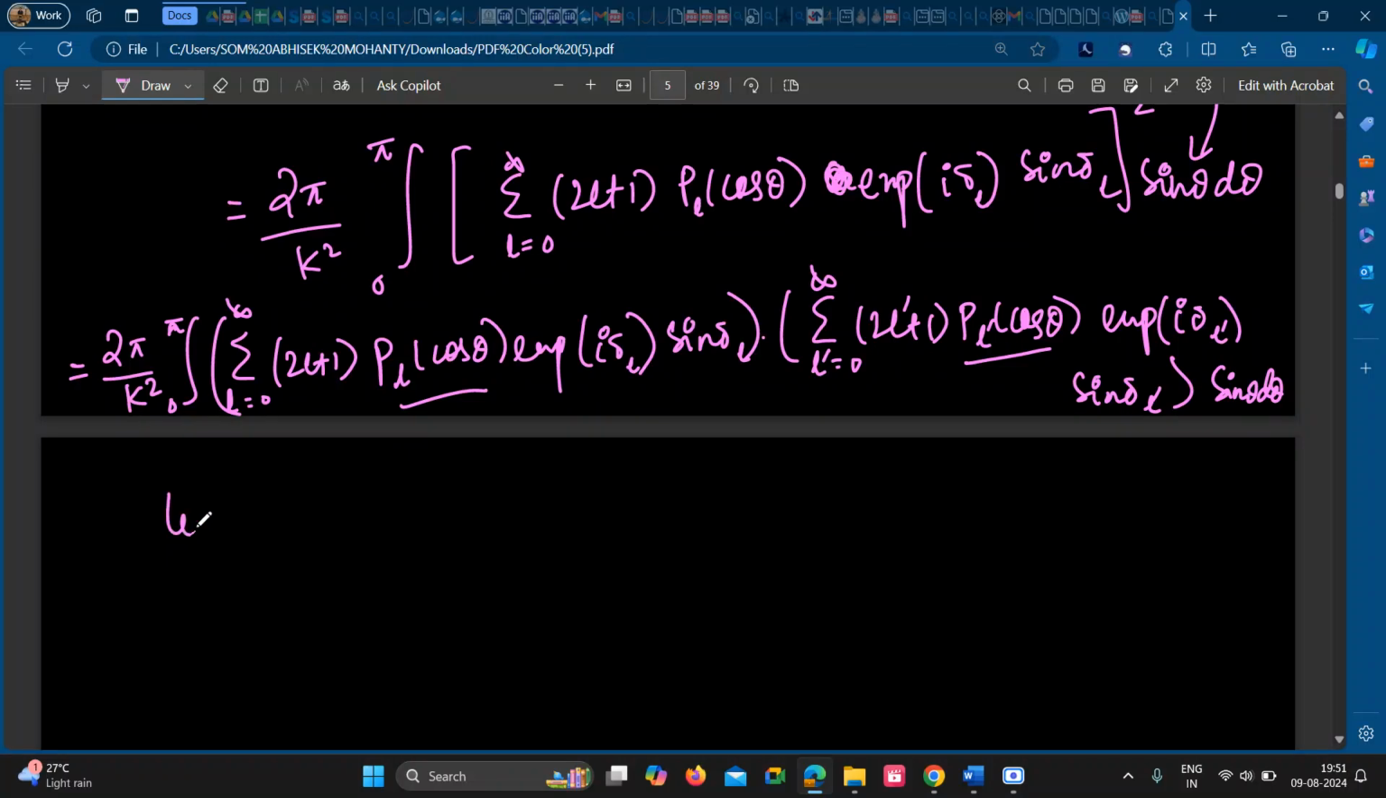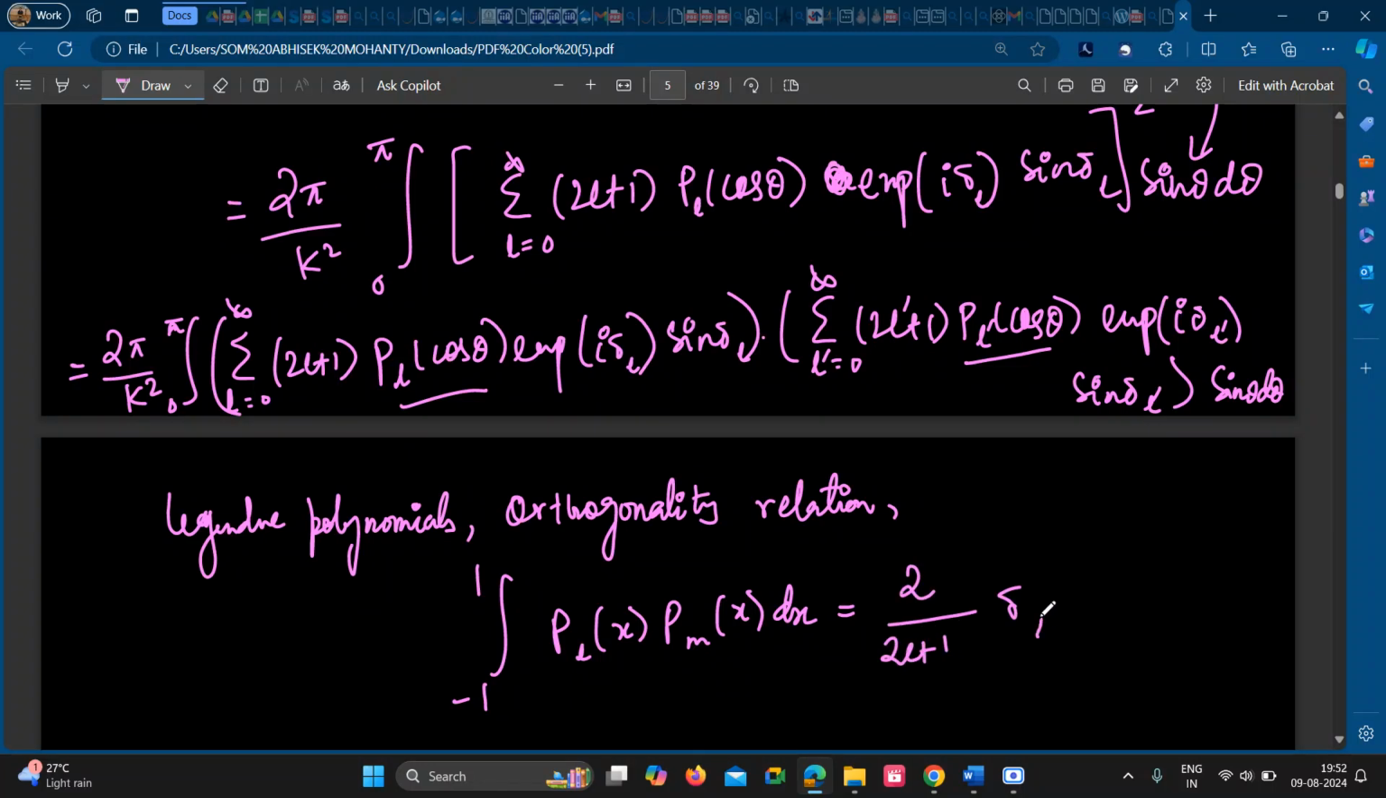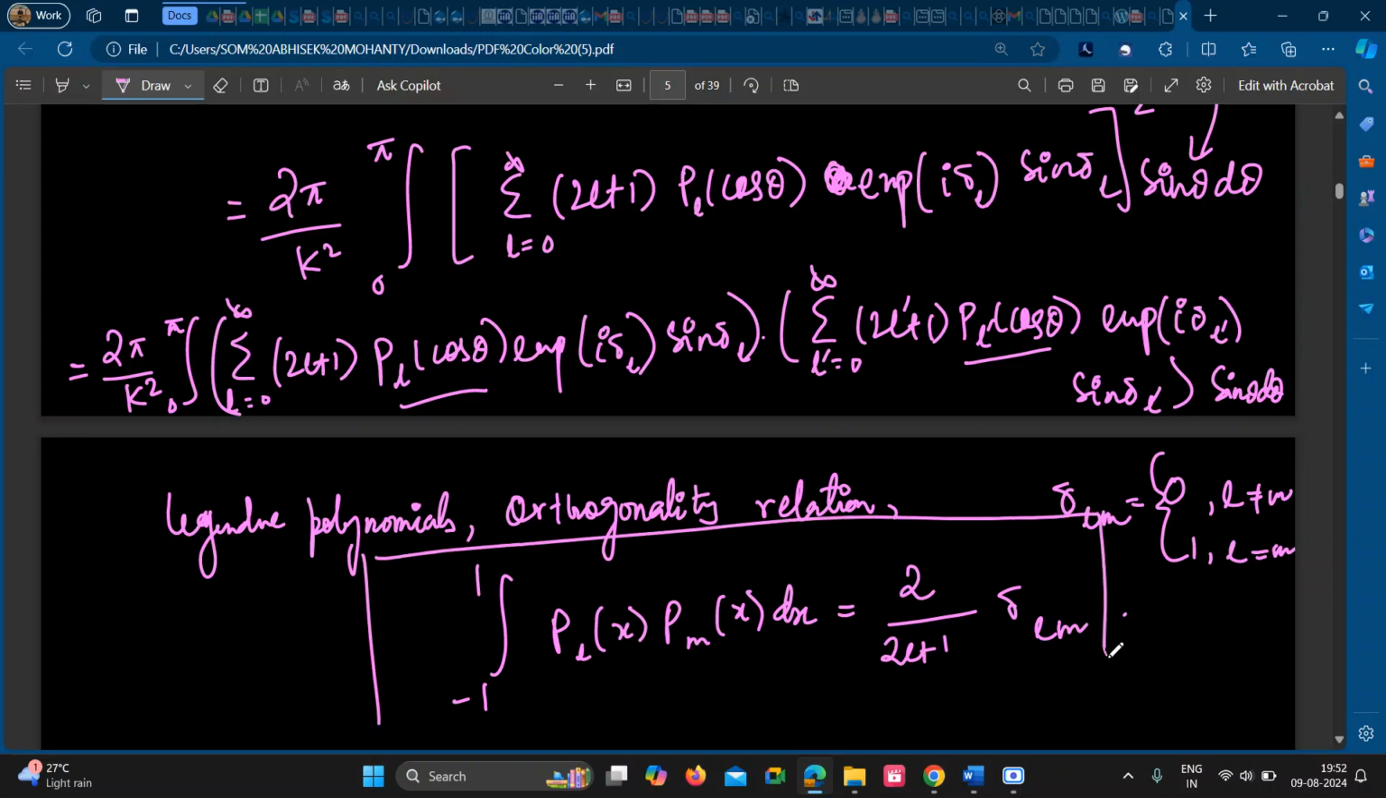Because we know for Legendre polynomials, if you remember the integration formula, that is the orthogonality relation. What was that? Integration minus 1 to 1, PL(x) and PM(x) dx is equal to 2 by (2L+1) delta LM. What is delta LM? Delta LM is 0 when L is not equal to M, and it's 1 when L is equal to M. So when these two are equal, I will get some value here, but when these are not equal, I will get this value as 0. This is the orthogonality condition in Legendre polynomials. Right, so let's move to the next.